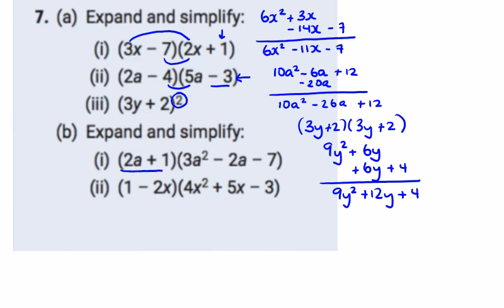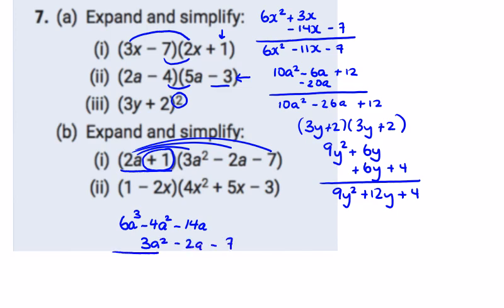For this one here, we have 2a by all of these three things. Draw your arrows if they help. So 6a cubed, 2a by 3a. 2a by minus 2a is minus 4a squared. And 2a by minus 7 is minus 14a. Then we have 1. If we have 1 by a bracket, 1 isn't going to change the value, so we're just going to have 3a squared minus 2a minus 7. Nice and easy. Combining the middle terms, we're going to get 6a cubed, minus 1a squared, or just minus a squared, minus 16a minus 7.